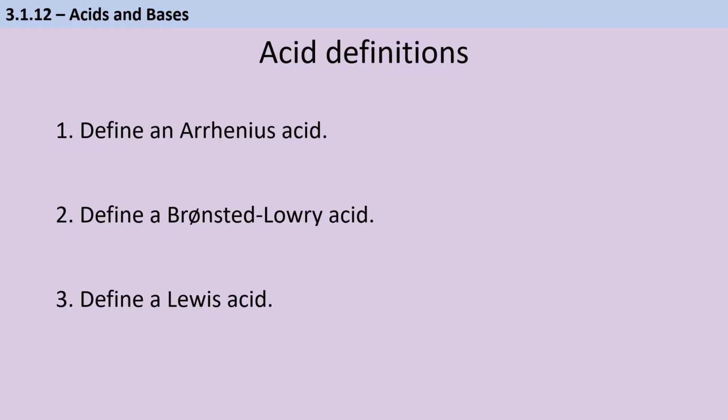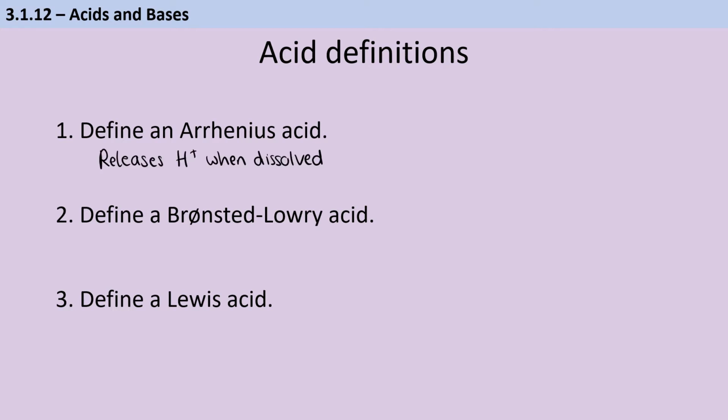Throughout A-level chemistry, you need to be familiar with 3 different definitions of an acid, depending on the situation we're talking about. The Arrhenius acid is the narrowest of these definitions, and although you wouldn't have called it this, this is the definition that you used throughout GCSE chemistry. So an Arrhenius acid is any compound which, when you dissolve it in water, releases hydrogen ions.